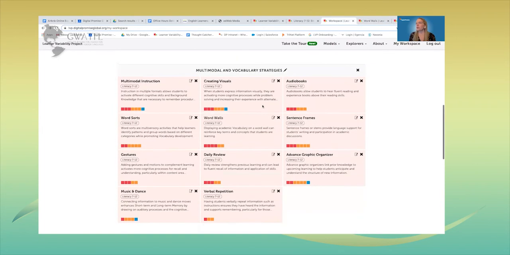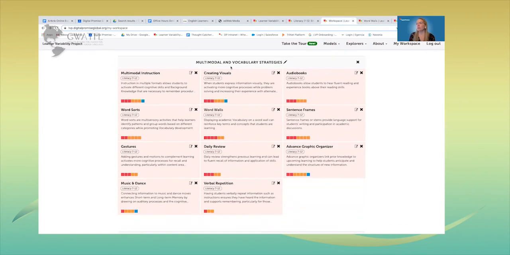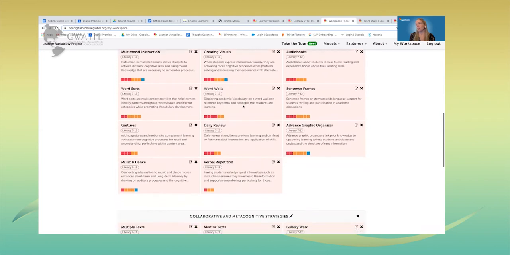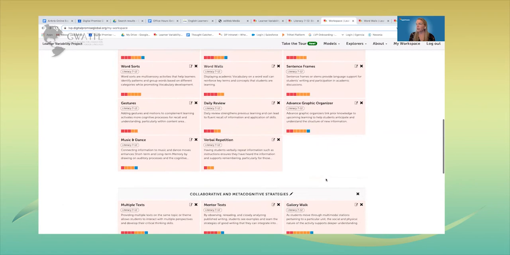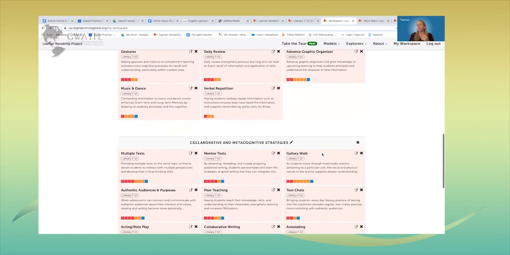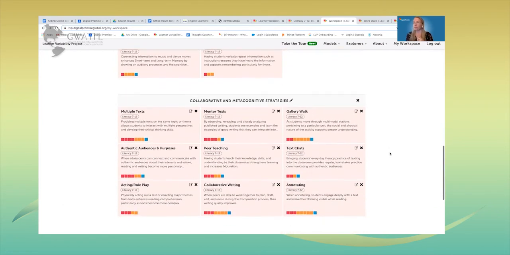So those are a couple of strategies in the multimodal and vocabulary strategies. Again, there's many more you can explore here. The other group is collaborative and metacognitive strategies. And so again, this is just thinking about one of the trends we see in research for adolescent literacy, and all these strategies are in our adolescent literacy model, is that students at this age really learn a lot from engaging with their peers.